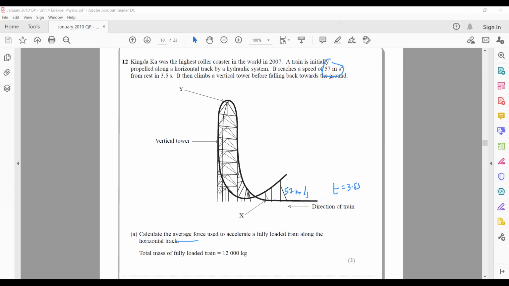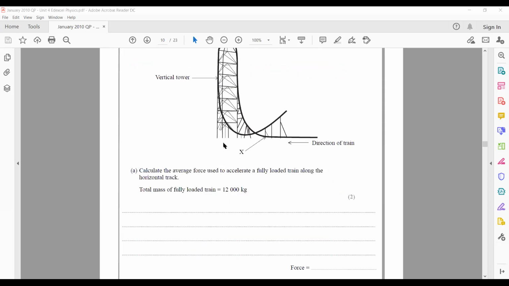What's your resultant force, average force? What is the average force? Yes, 2.0 exponent 5. That's correct. So the average force is 2 exponent 5, or 200,000. Basically, F equals ma will give you the final answer.